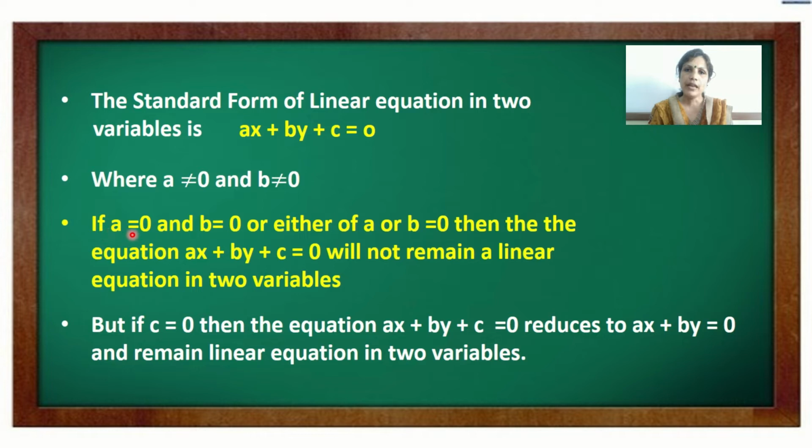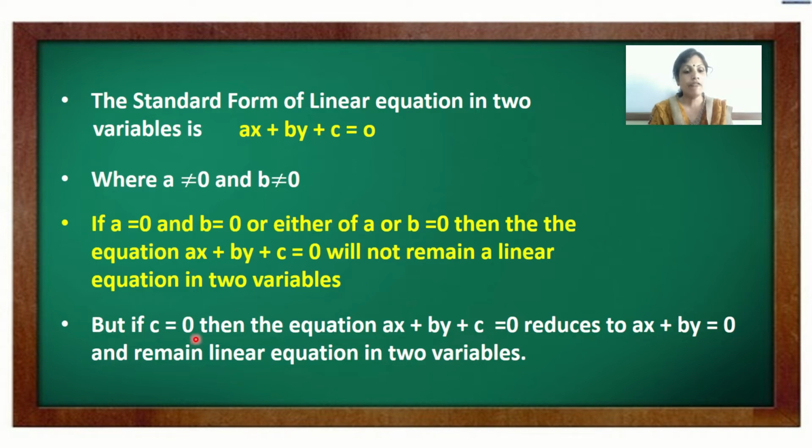So if a is equal to 0 and b is equal to 0, or either of a or b is equal to 0, then the equation ax plus by plus c is equal to 0 will not remain a linear equation in two variables. Alright, it will get converted into a linear equation in one variable. So the condition is a cannot be equal to 0 and b cannot be equal to 0.